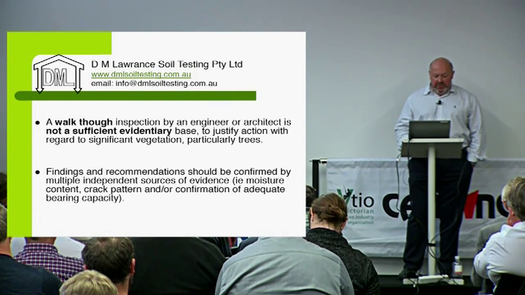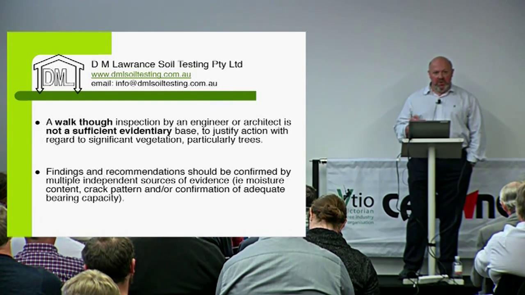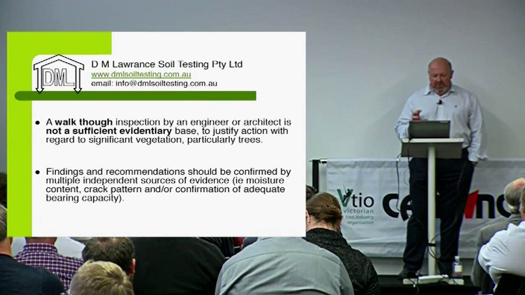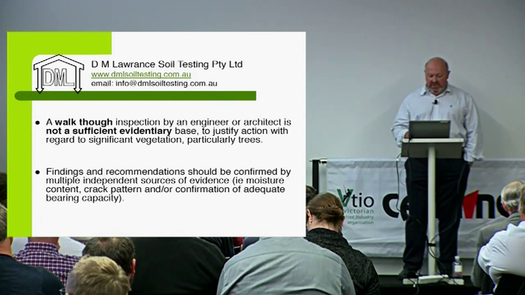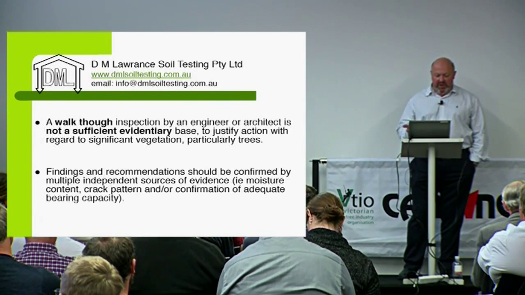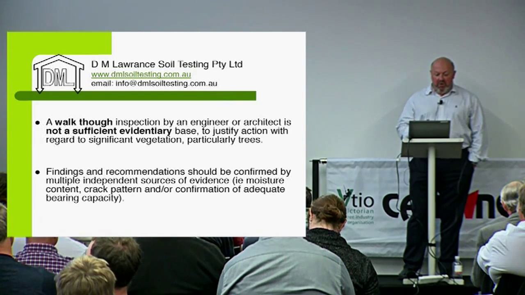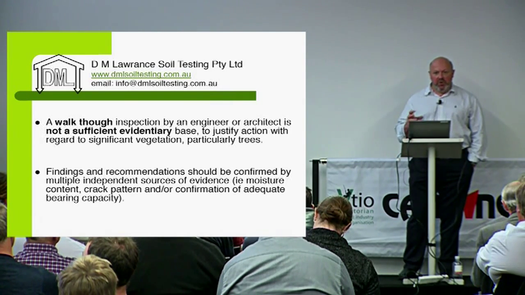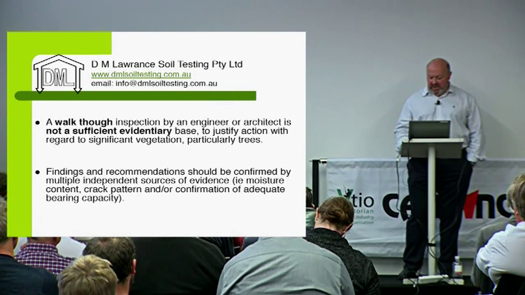In the reports that we do, the conclusions are going to be based on evidence from multiple sources, and you've got to get the sources all coinciding in terms of what the cause is. So if you're looking at a tree drying problem, you'd be wanting moisture content that was definitely much, much drier than the normal level, and a crack pattern that was consistent with drying, and also confirming the bearing capacity. So you're getting multiple sources of evidence giving you the same conclusion.